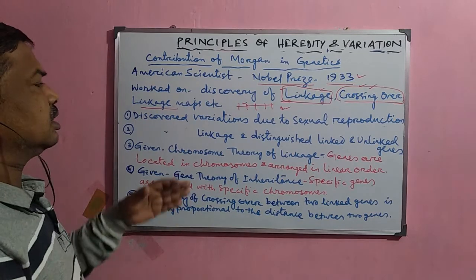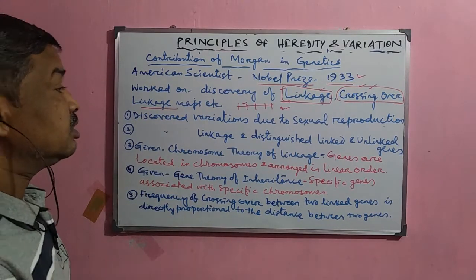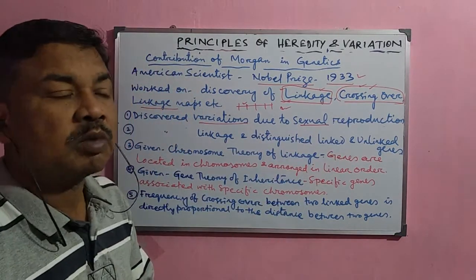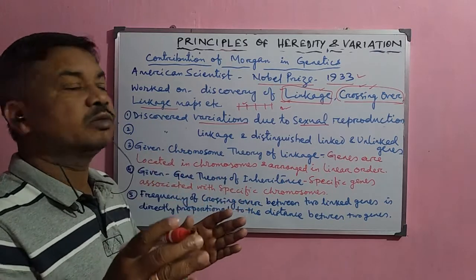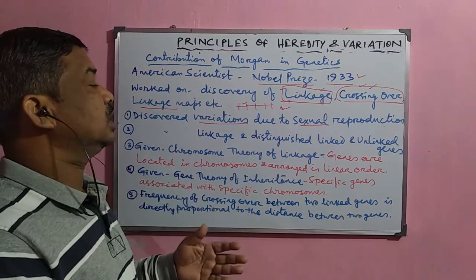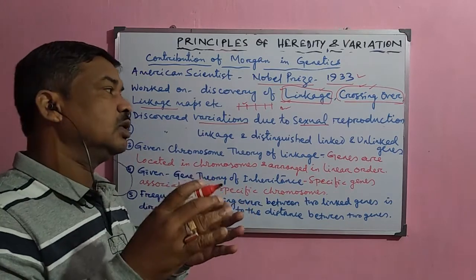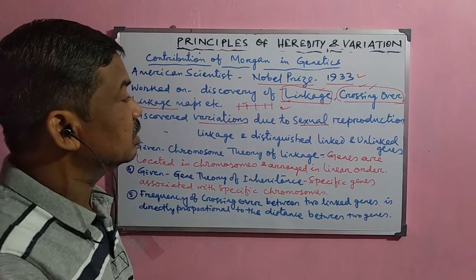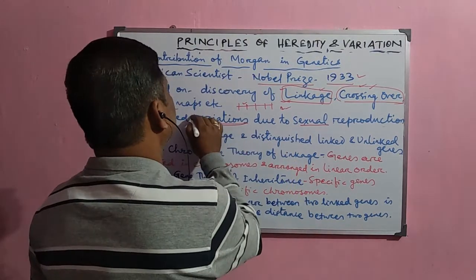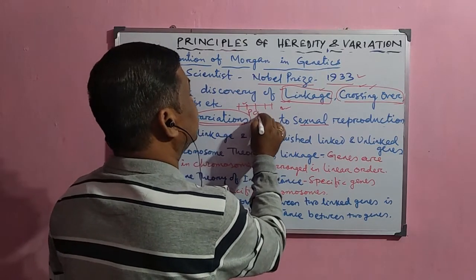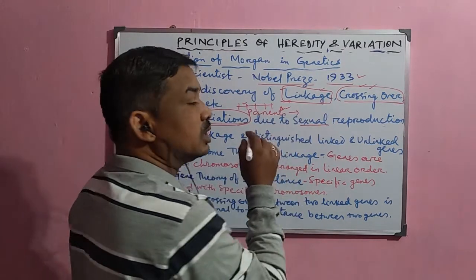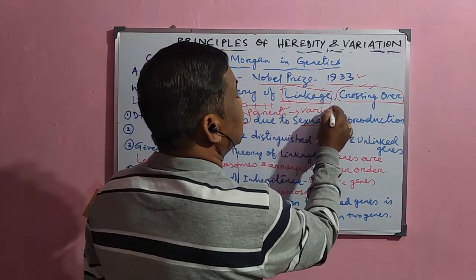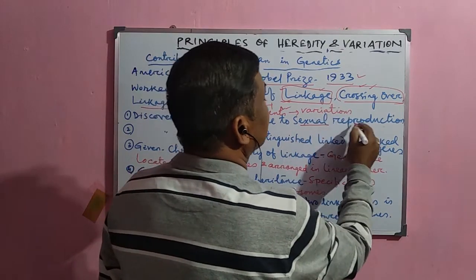After that, there are many other phenomena, like variations due to sexual reproduction. When the gametes are formed, the different genes are separated from one another and go to different gametes, and these gametes fuse together to form a new combination. This type of variation occurs from the parents to the offspring. Suppose the parents have a certain character, but some variation is observed in the offspring, and these variations are due to sexual reproduction.